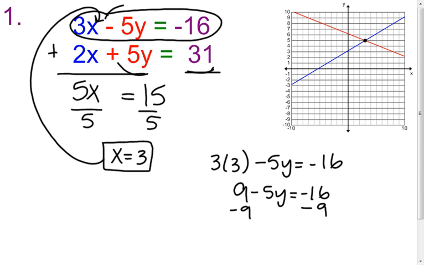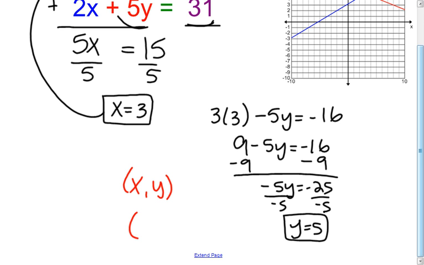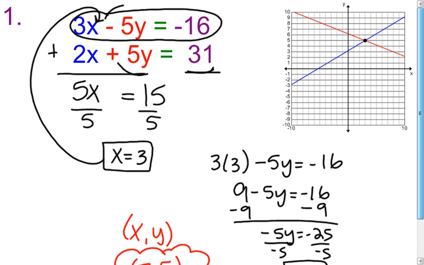Subtract 9. And I have negative 5y equals negative 25. Divide by negative 5. And y is 5. And again, I want your answer as a coordinate, an (x, y) coordinate. So your grand final answer: your x value is 3, your y value is 5. This right here is your final answer, how I want it written. What that means is that this system of equations has one solution, which is (3, 5), which means that those two lines intersect in one spot, which happens to be the point (3, 5).